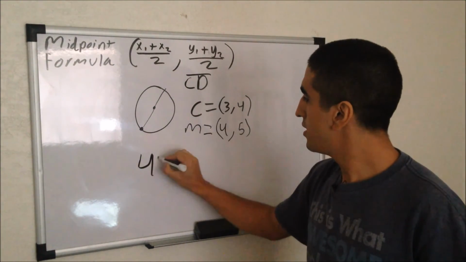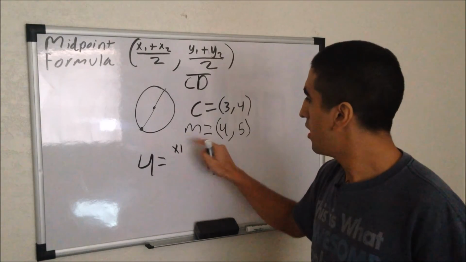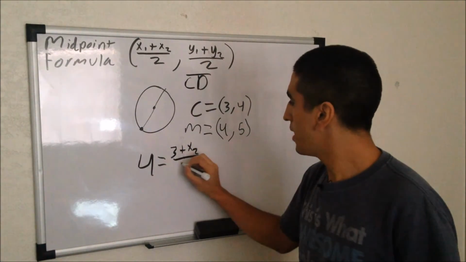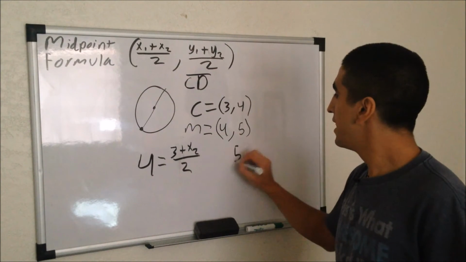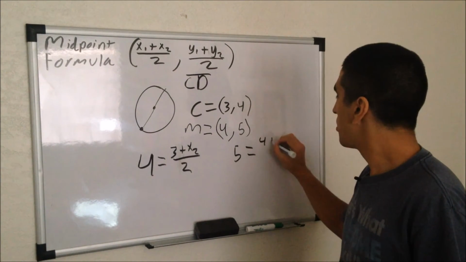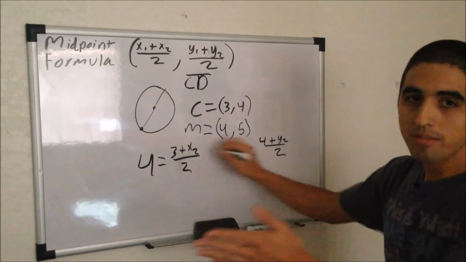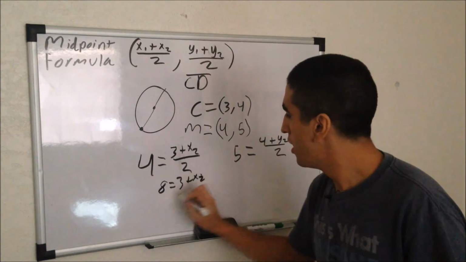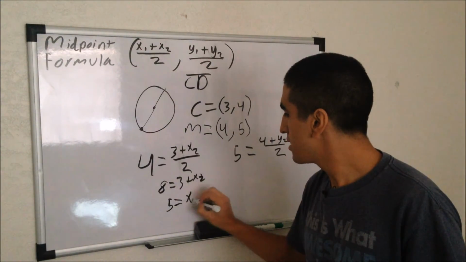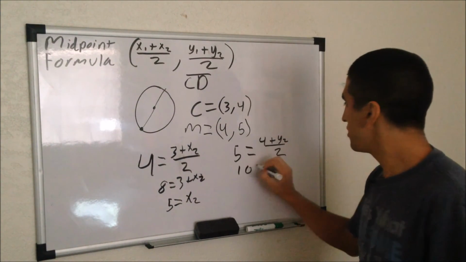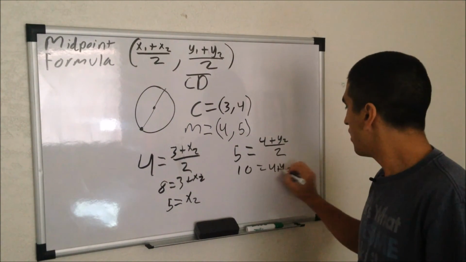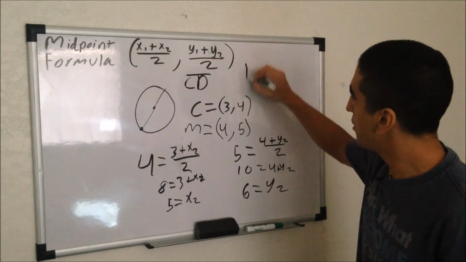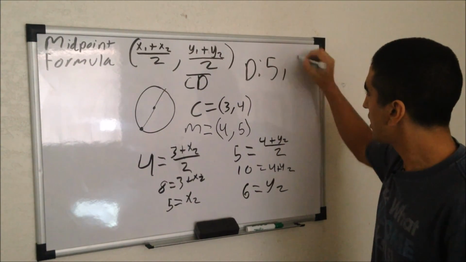So the 4 is equal to x1, or I guess we should just start off with a number, 3 plus x2 divided by 2, and the y, which is 5, is equal to y1, which is 4, plus y2 divided by 2. And we just solve this out, and after solving, 8 equals 3 plus x2, subtract 3 from both sides, and we get 5 is equal to x2. And then right here, multiply, we get 10 is equal to 4 plus y2. And subtract 4, and we get 6 is equal to y2. And then our answer for point D is 5, 6.